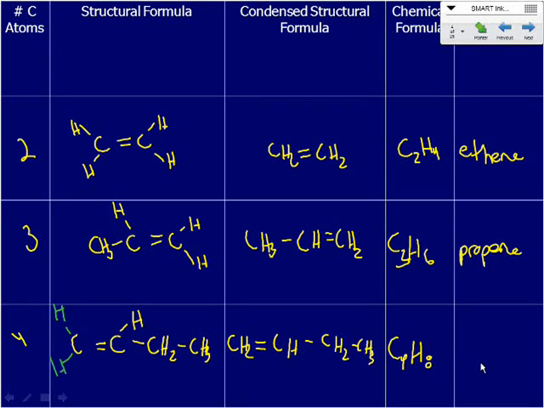And now we've got to introduce a special naming system, because I put the double bond right here after the first carbon, but there's no reason why I can't put the double bond over here after the second carbon. So the position of the double bond becomes important. This double bond comes after the number 1 carbon, so we call this 1-butene. I now am putting a number right before the parent name to indicate the position of the double bond.